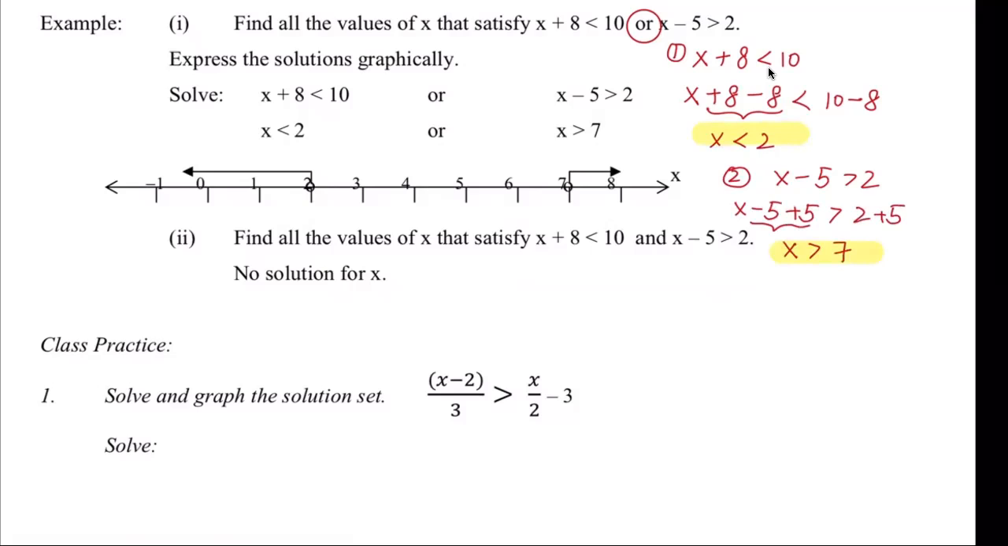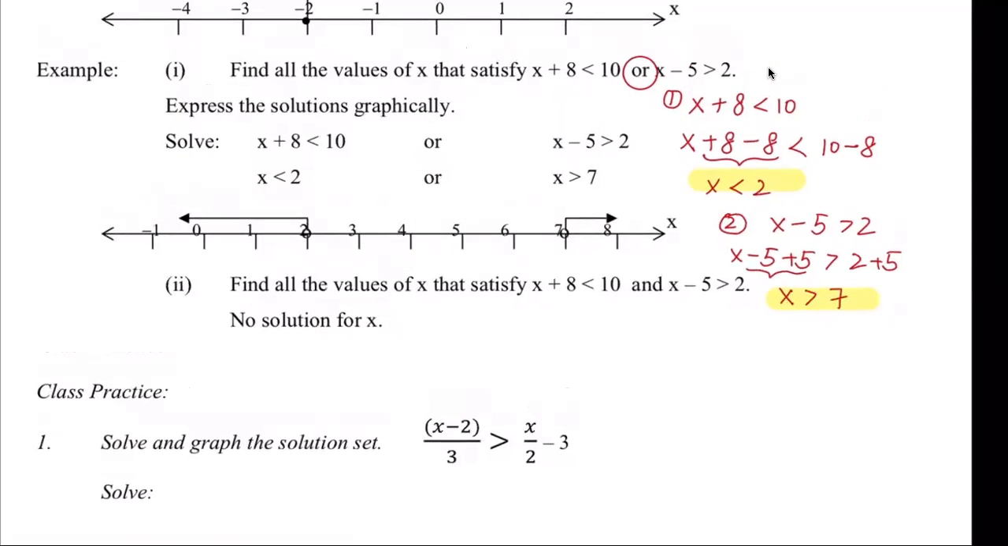Here, we need to pay attention to what the question is asking. In this question, it says or. I think I've mentioned this in class. When the question is asking you something or something, that means either solution is correct. So my solution doesn't need to satisfy both of the inequalities. As long as it satisfies one of the inequalities, it is a correct solution.